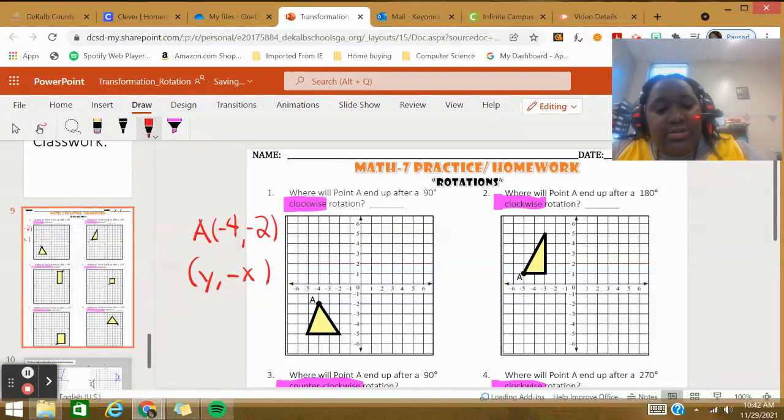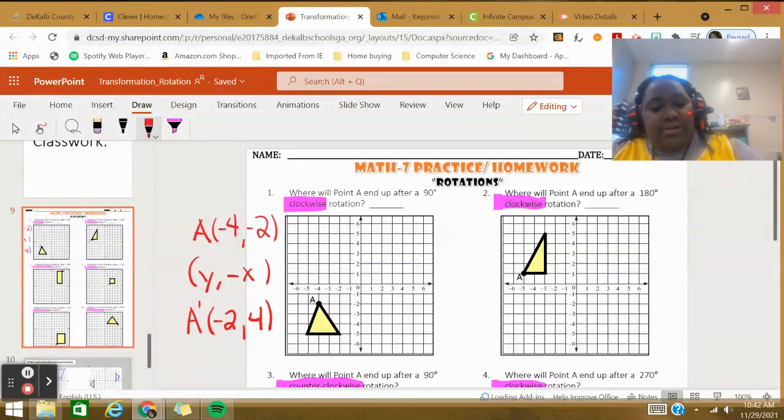Okay, so this is the rule for 90 degrees clockwise, which means that my A prime is going to be, again, I'm changing X and then switch positions. So it'll be (-2, 4). All right. I need to remember clockwise: change X and then switch. Yeah, (-2, 4) goes up here. And then the triangle just flips upward.